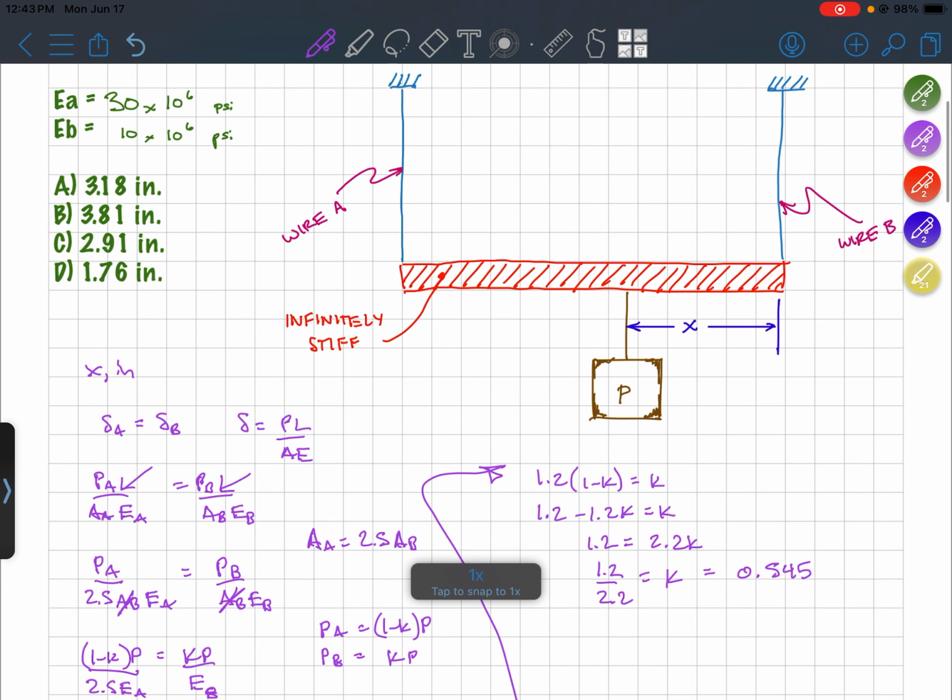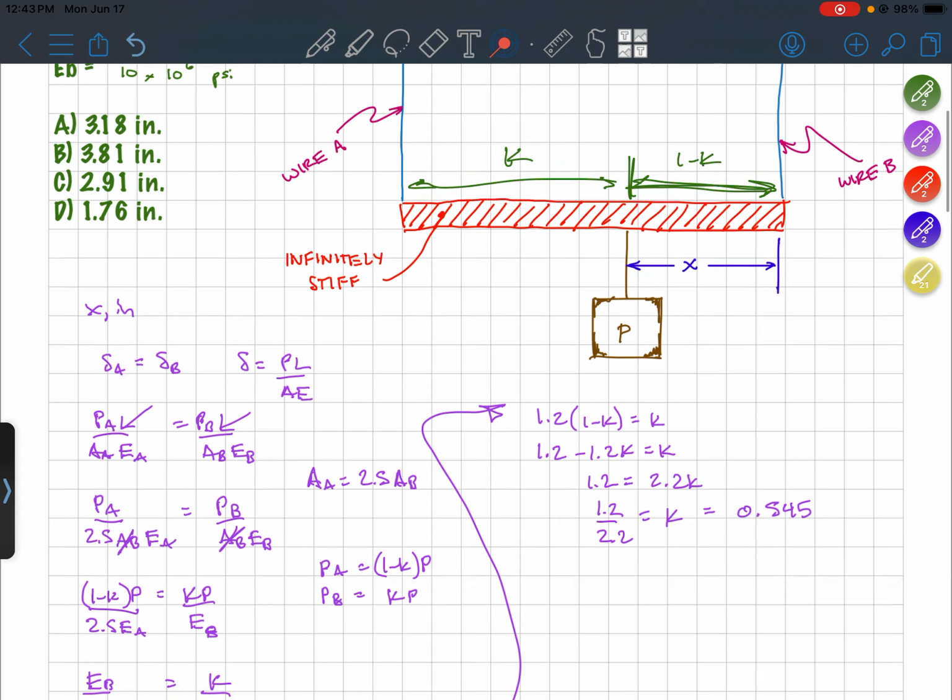Now, from our beam table, we can look and see that this distance is 1 minus K, and this distance is K. So this value looks an awful lot like this value, so let's set them equal to each other.